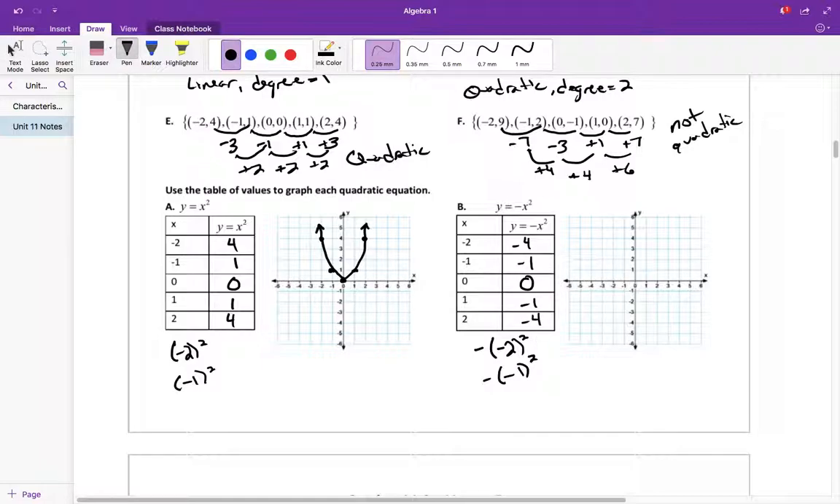So graphing these points, -2, -4 would be right here. -1, -1, 0, 0, 1, -1, and 2, -4. Here would be your points. We would then connect those to make our graph, which would look basically the same way. Notice that when you put a negative in front, though, it makes your graph open down. If you remember what we called that, concave down, versus concave up for the first one.